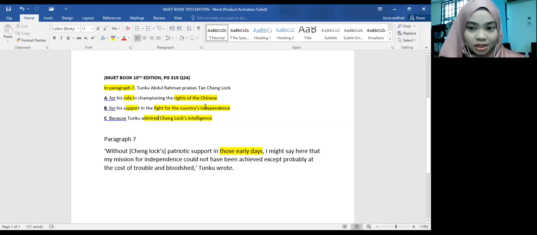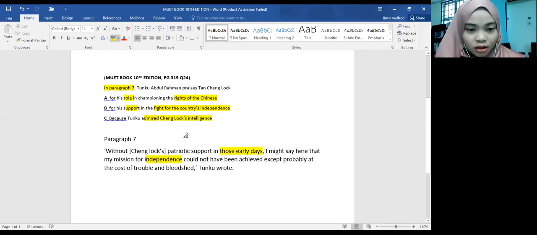Let's see here. We need to match the keywords to the passage. Without Cheng Lock's patriotic support in those days. This "those days" is related to what Tunku Abdul Rahman praises about Tan Cheng Lock. You can see it says, "I might say here that my mission for independence could not have been achieved except probably at the cost of trouble and bloodshed," Tunku wrote. As you can see here, there is independence.